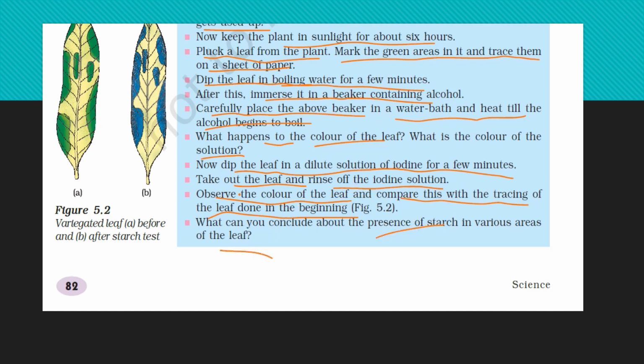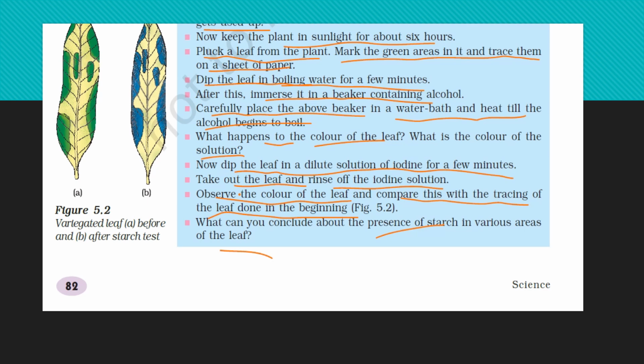We conclude that only the parts which were green previously turned black with iodine solution. This shows that chlorophyll is necessary for photosynthesis. The parts which contained chlorophyll pigments are where photosynthesis happened, that is, where the production of starch happened.